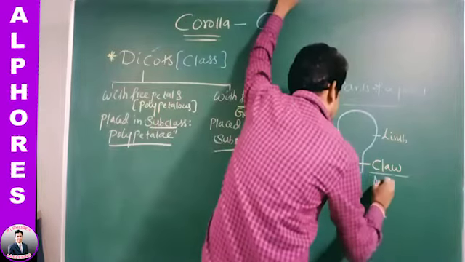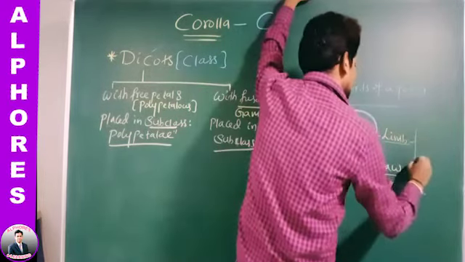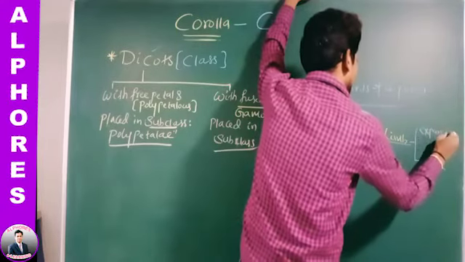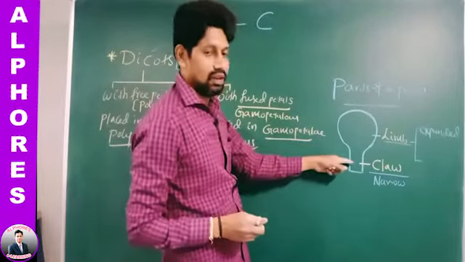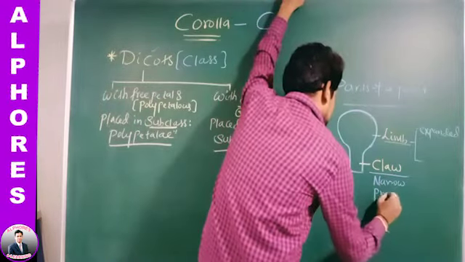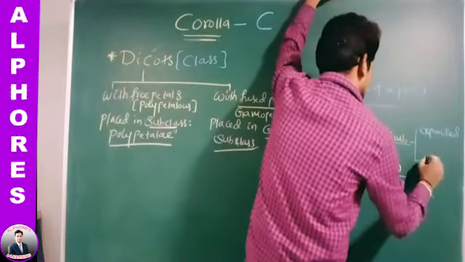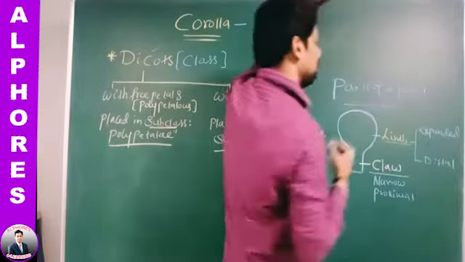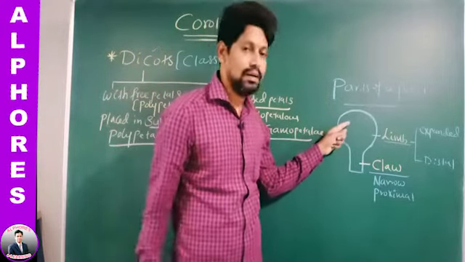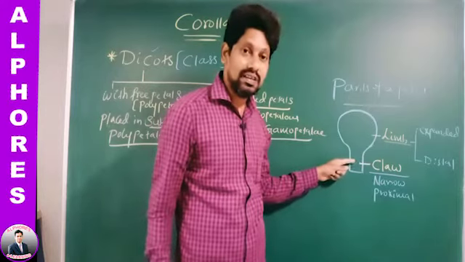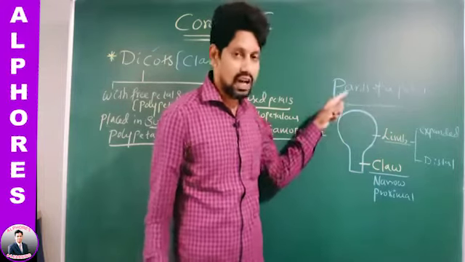Therefore, claw is narrow. Then how is the limb? This limb is expanded. Who is proximal? Who is distal? This claw is proximal, whereas this limb is distal. Therefore, a petal is with two parts, claw and limb. Claw is narrow and proximal, whereas limb is expanded, the distal end of the petal.